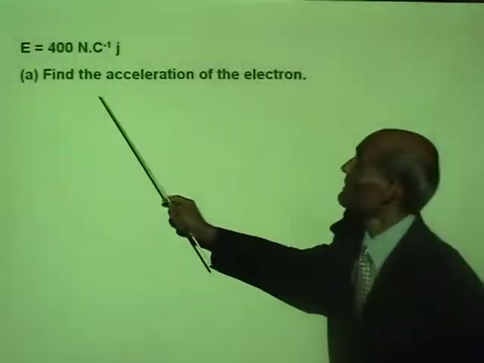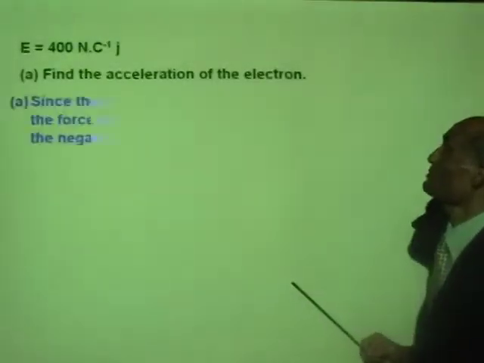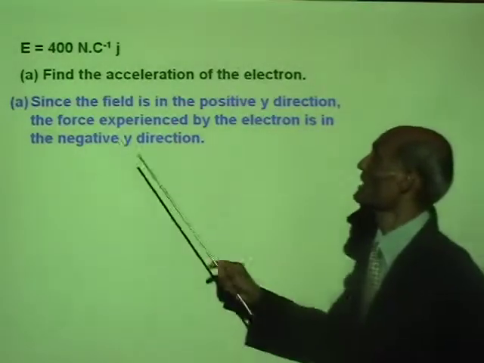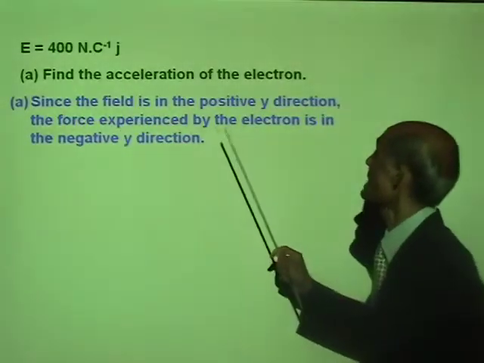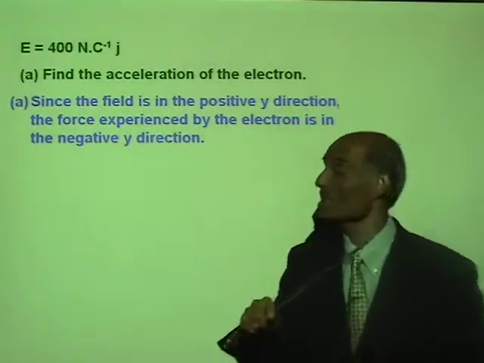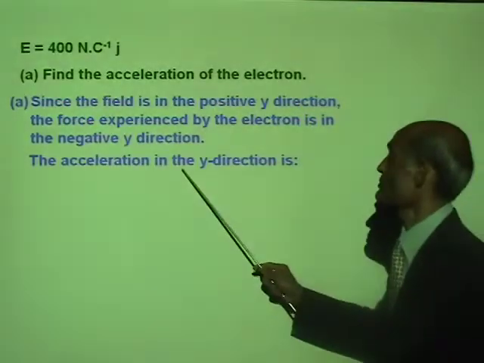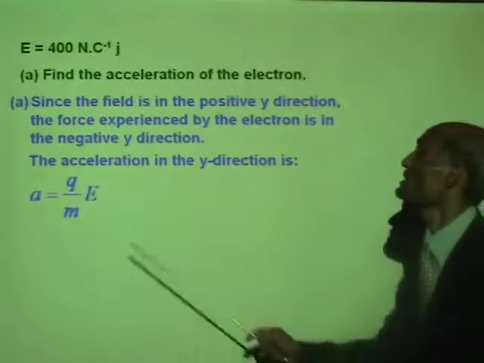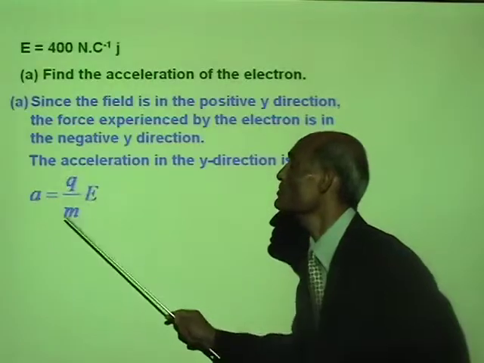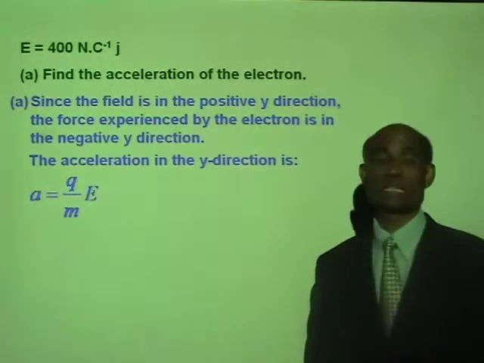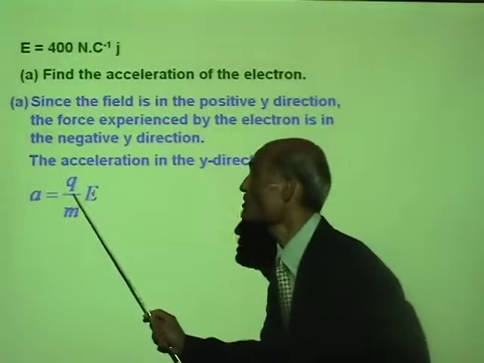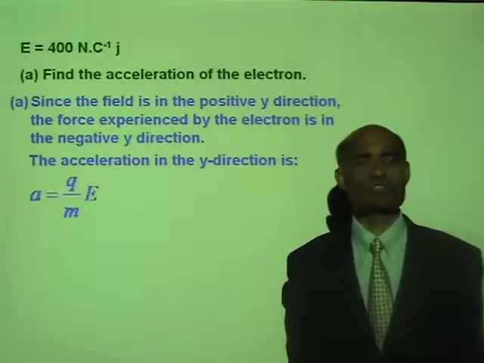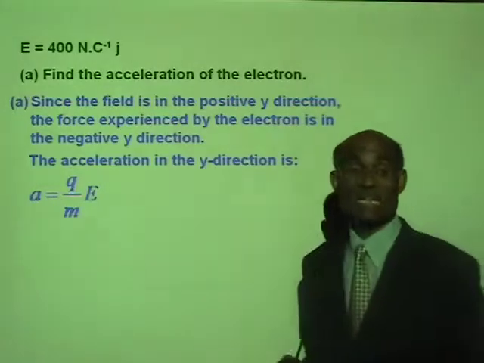Alright. Let's find the acceleration of the electron first. Since the field is in the positive y direction, the force experienced by the electron is in the negative y direction. And the acceleration in the y direction is, what is the acceleration? a equal to q over m times E. q is the charge on an electron. How much is that? 1.602 times 10 to the negative 19.